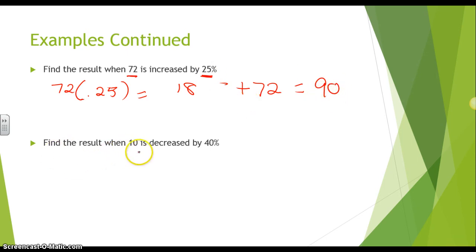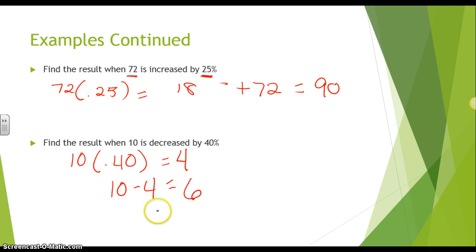What is the result when 10 is decreased by 40%? So we take 10, we multiply by 0.40, and we're going to get 4. Since we get 4, we're going to subtract 4 from 10, so 10 minus 4 is going to give me 6. So the new price here is going to be $6 with a 40% decrease from $10.